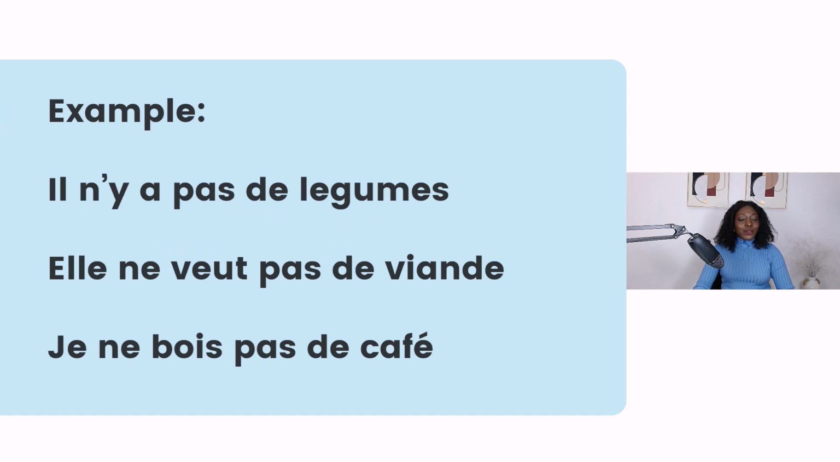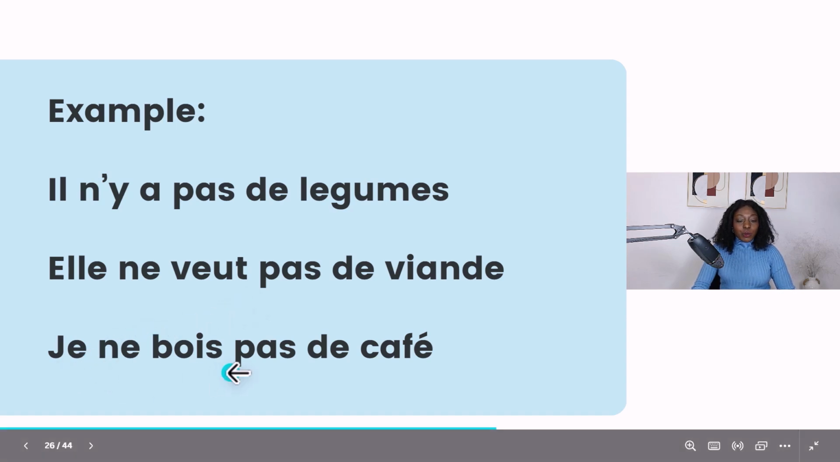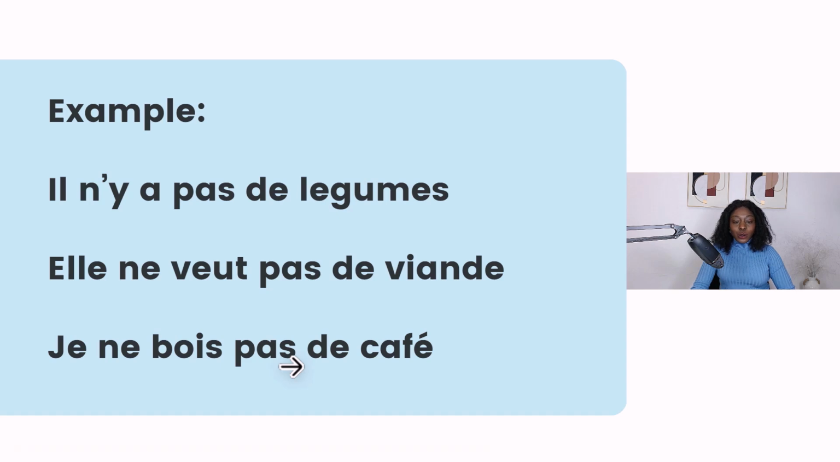The same goes for negative phrases. Il n'y a pas de légumes and not il n'y a pas des légumes. Il n'y a pas de, pas de. Elle ne mange pas de viande and not elle ne mange pas de la viande. Je ne bois pas de café, and not du café.